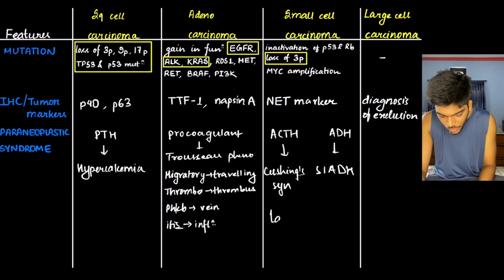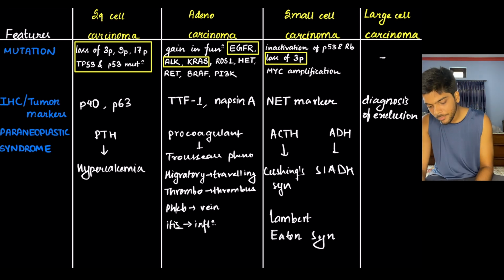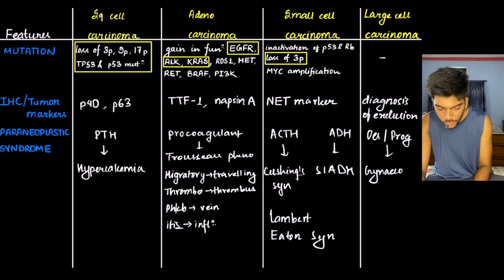Small cell carcinoma can also lead to Lambert-Eaton syndrome. Okay. Large cell carcinoma. It produces estrogen and progesterone, which can lead to gynecomastia in males. Gynecomastia in male. Okay.